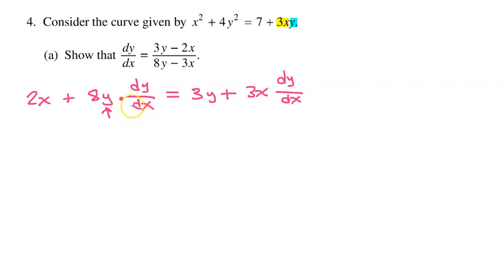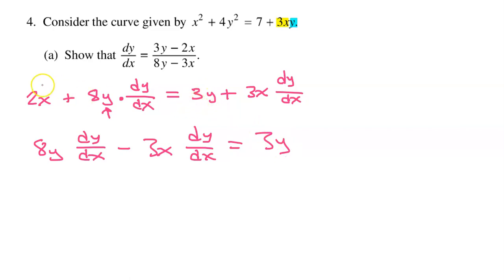Let's get all of the terms that involve dy/dx on the left side of the equation and all of the other terms on the right side of the equation. So I'm going to leave 8y dy/dx on the left side of the equation, but I'm going to subtract this term. So I'm going to bring this over to the other side, and it will become negative 3x dy/dx. I'm going to leave the 3y over here on the right side of the equation, but I'm going to move this 2x over to the other side by subtracting that. So I'm going to have minus 2x.